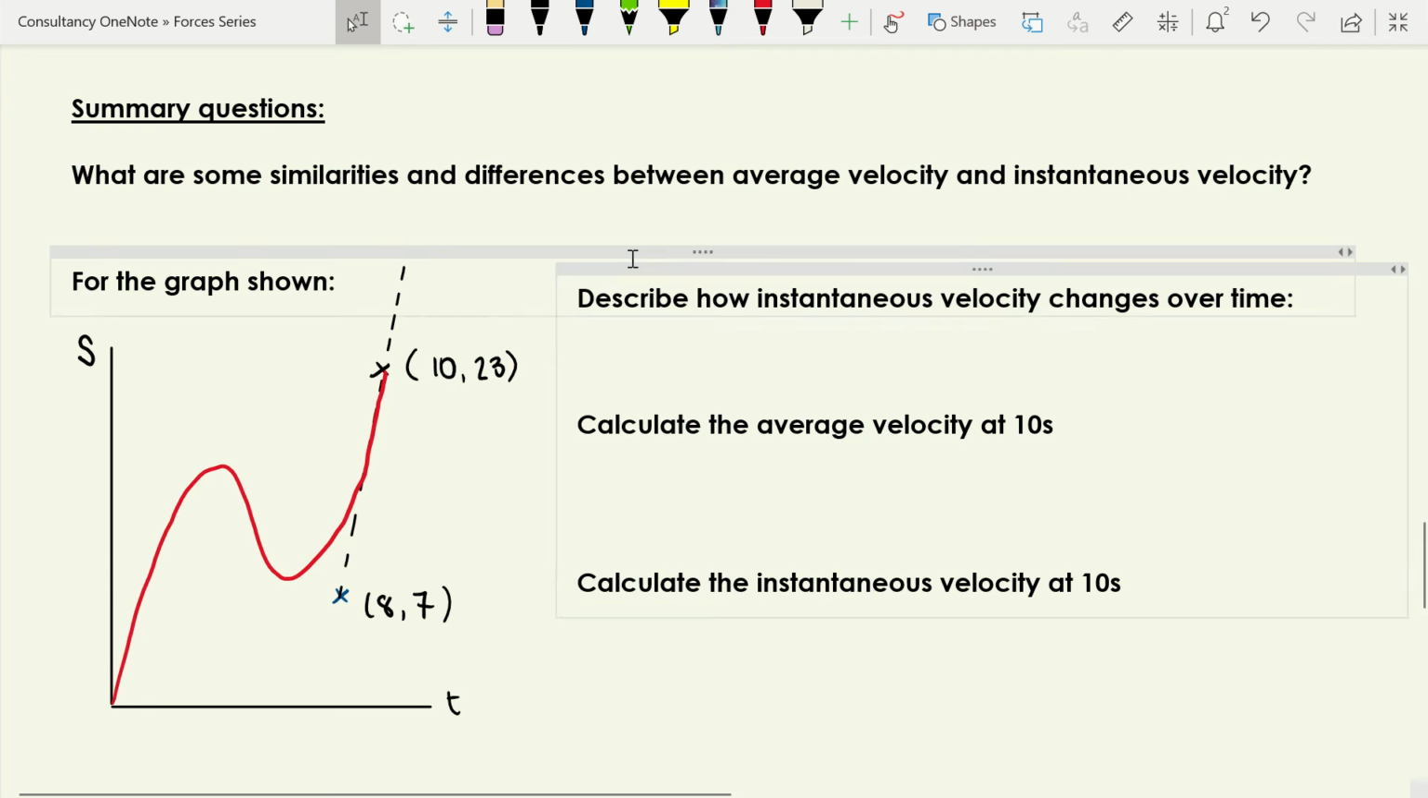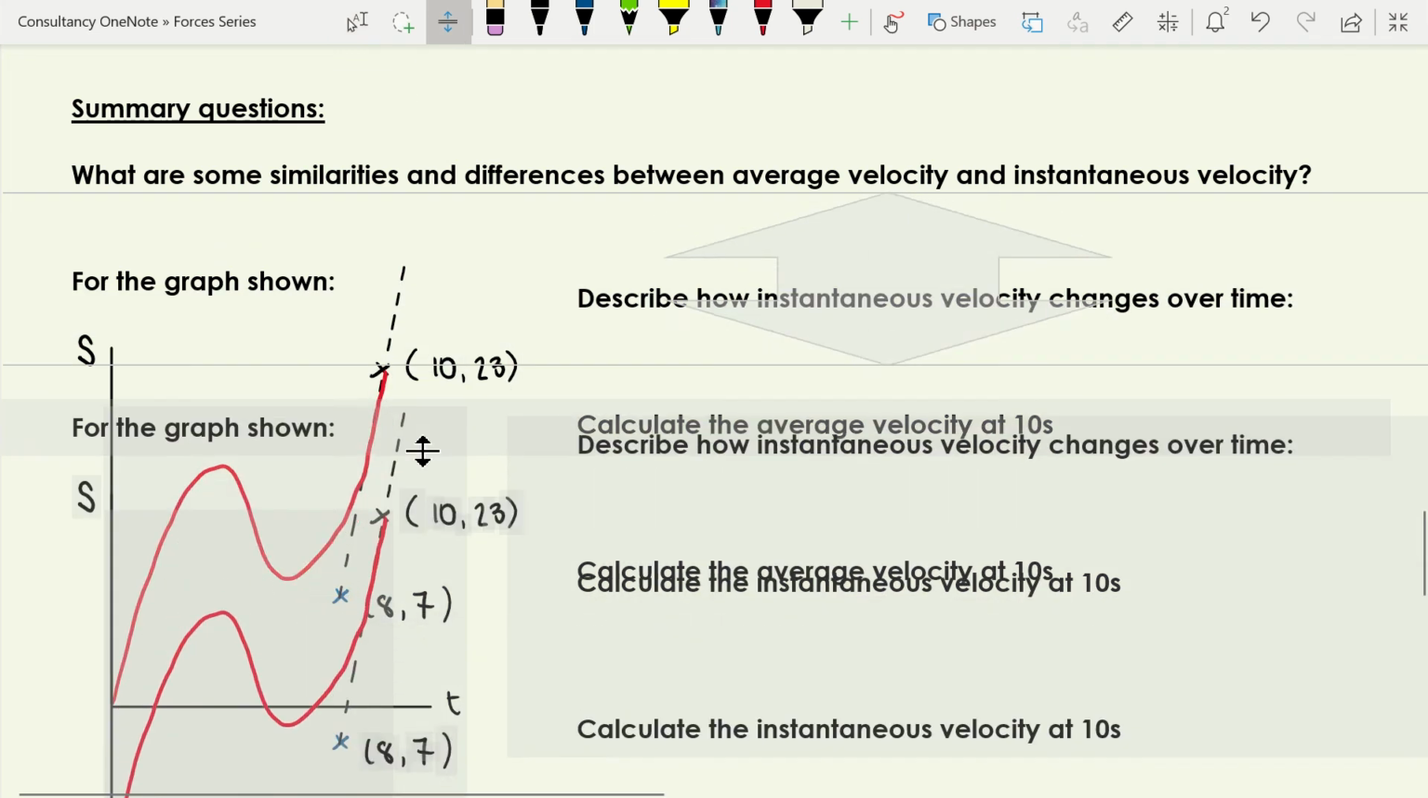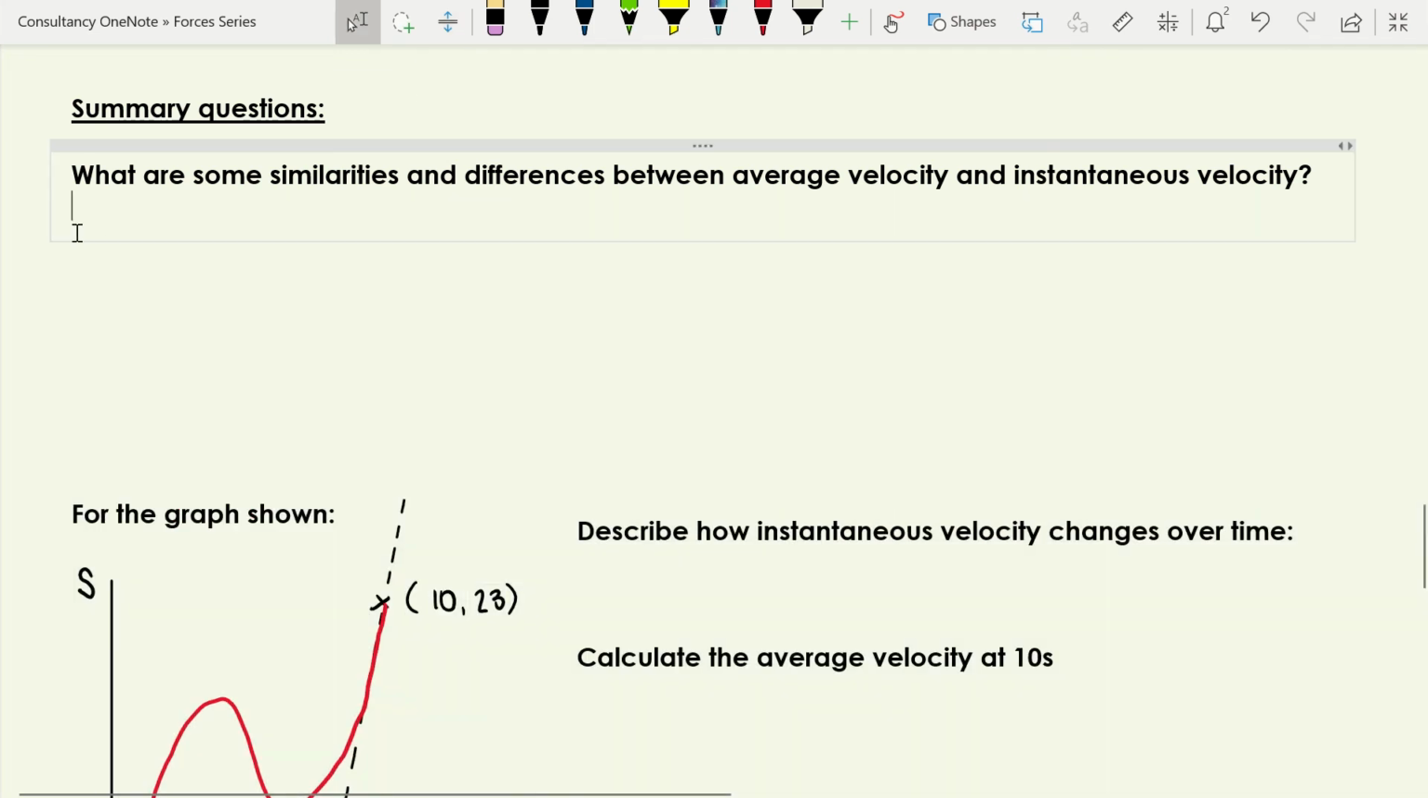Okay, so now you've had a chance to do that, I'll give myself some more space. I don't need it to fit on screen anymore. So let's start off with similarities and differences between average velocity and instantaneous velocity.